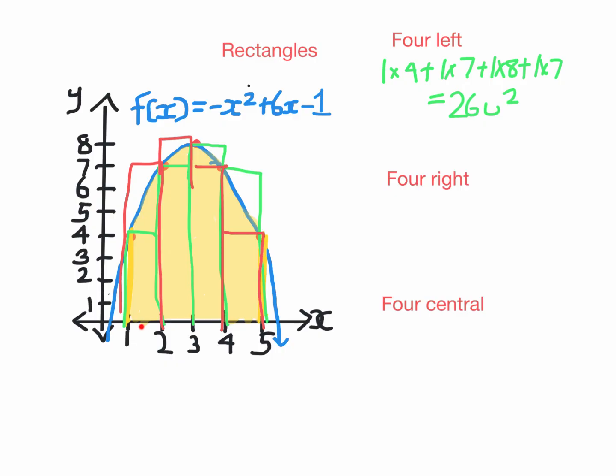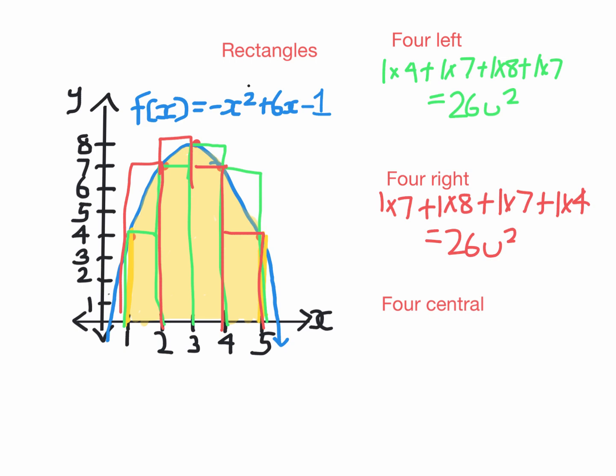Again, each of them has a width of 1. So the first rectangle is just 1 times, now this height here is 7. The next rectangle is 1 times 8. And so on for the last 2 rectangles, 7 and 4, we get 26 units squared. So you won't always get the same answer using left and right rectangles. It just worked out here because it's symmetrical.